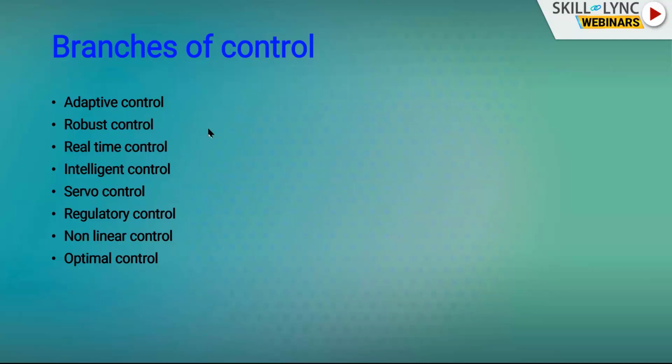And next one is branches of control. If you take branches of control, it is adaptive control, robust control, real-time control, intelligent control, servo control, regulatory control, nonlinear control, optimal control. These are the types of control system we have. What is adaptive control? If you see, when the plant or process parameter changes, the control parameter also changes with respect to plant parameter and maintain the desired response. So that is known as adaptive control. Adaptive control means the control parameter also changes with respect to plant parameter.